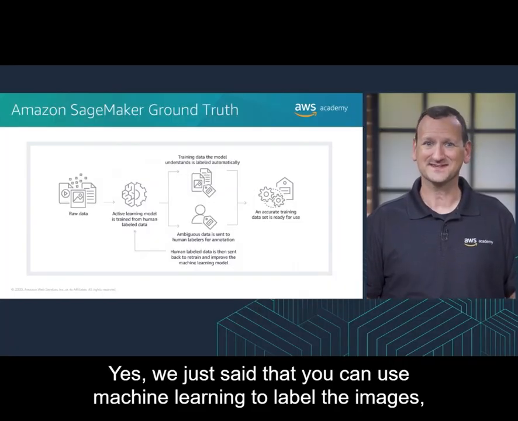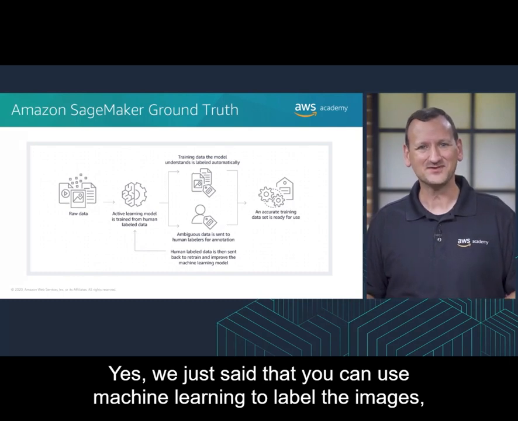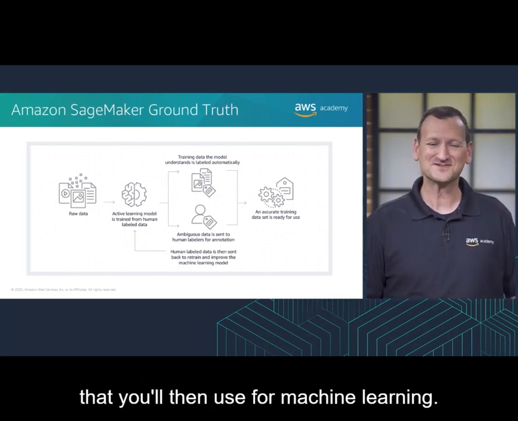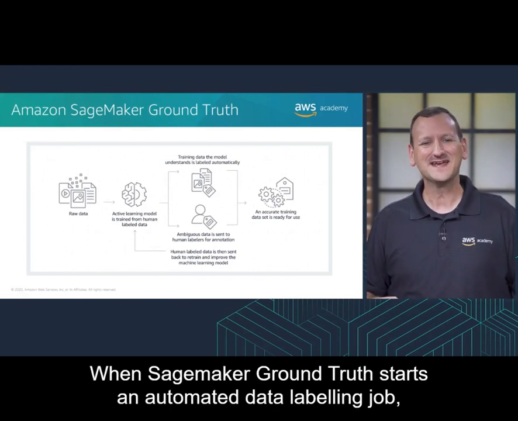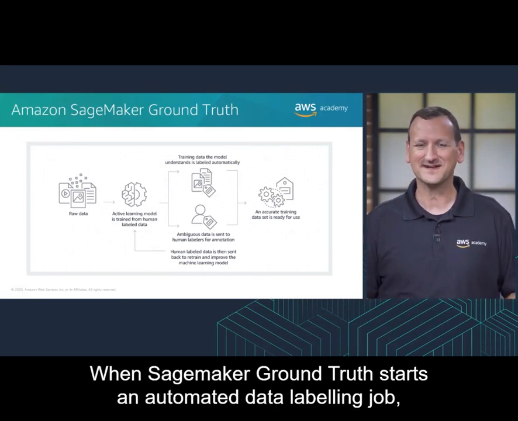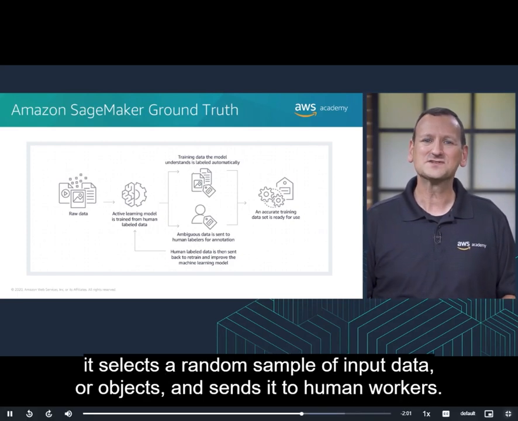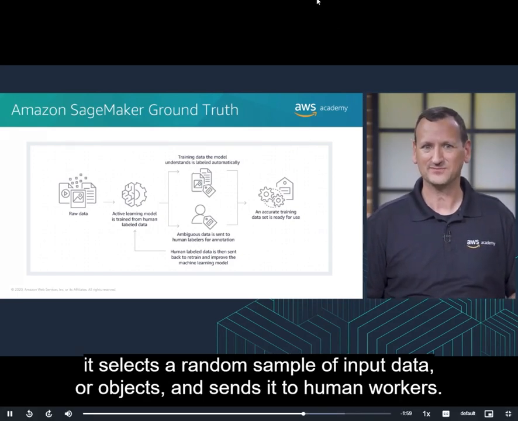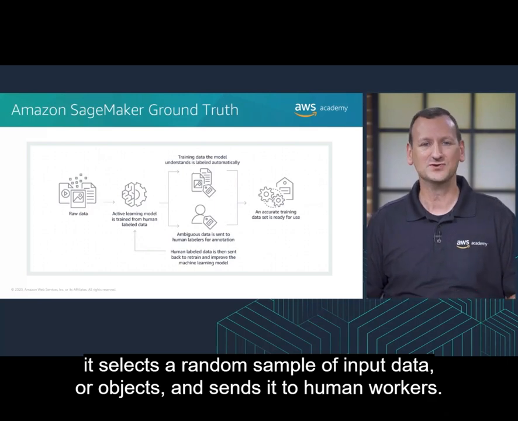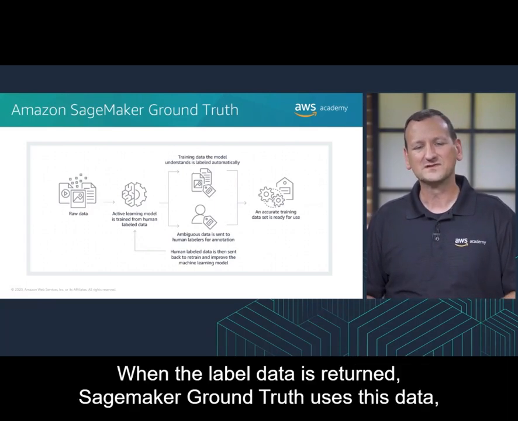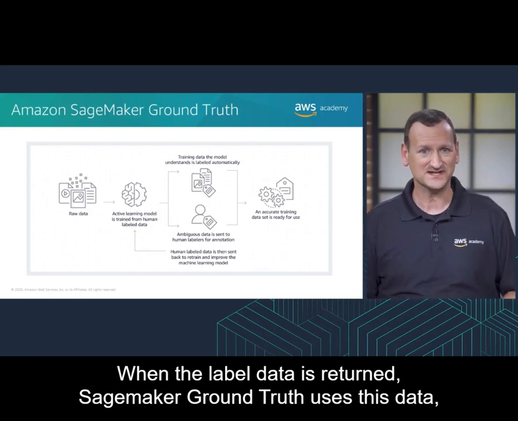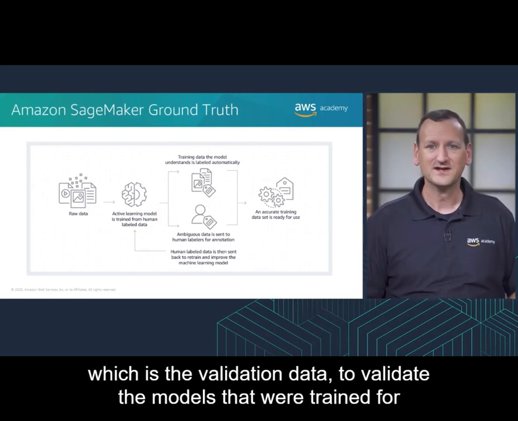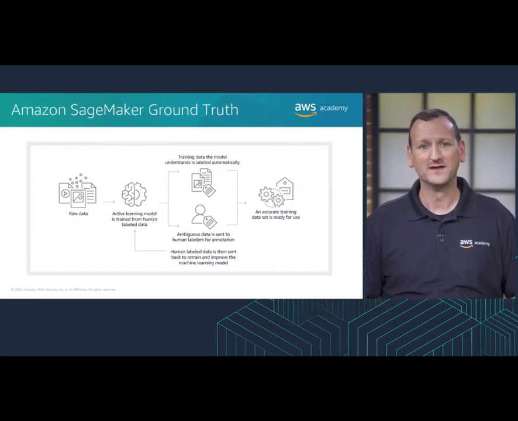Yes, we just said that you can use machine learning to label the images that you'll then use for machine learning. We'll talk through how this works. When SageMaker Ground Truth starts an automated data labeling job, it selects a random sample of input data, or objects, and sends it to human workers. When the labeled data is returned, SageMaker Ground Truth uses this data, which is the validation data, to validate the models that were trained for automated data labeling.